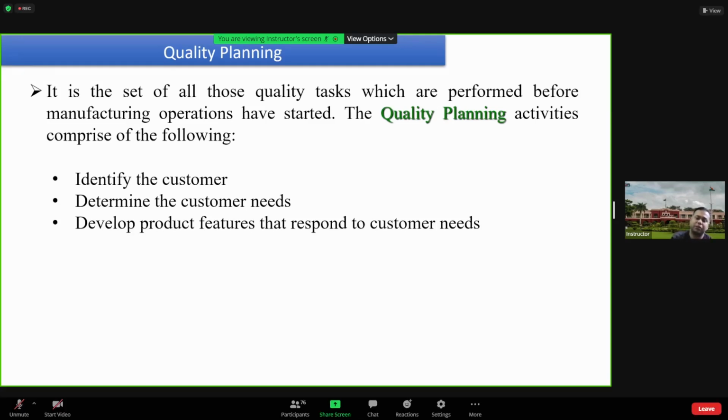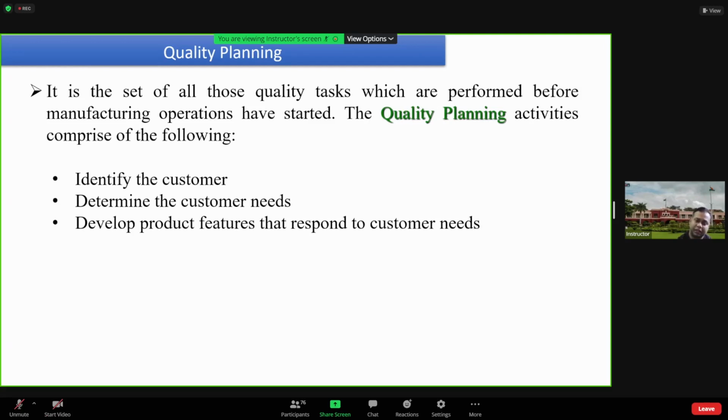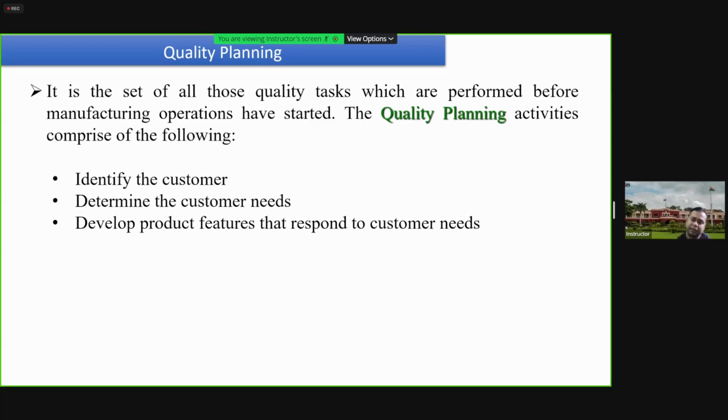So here the major role is of the quality of design phase, where we are ensuring that the features are designed into the product to meet the customer needs.